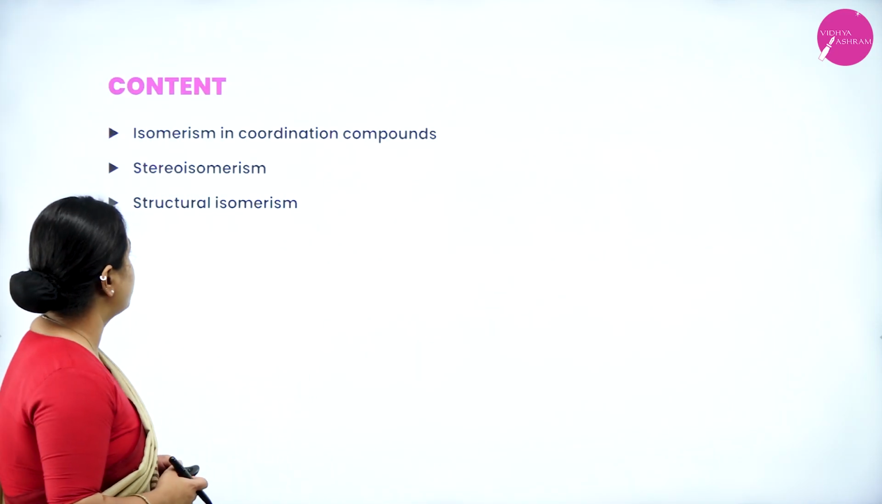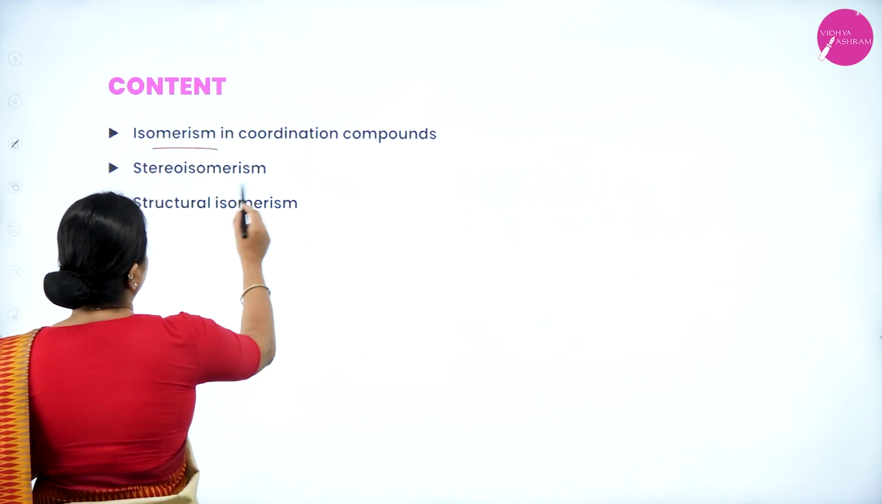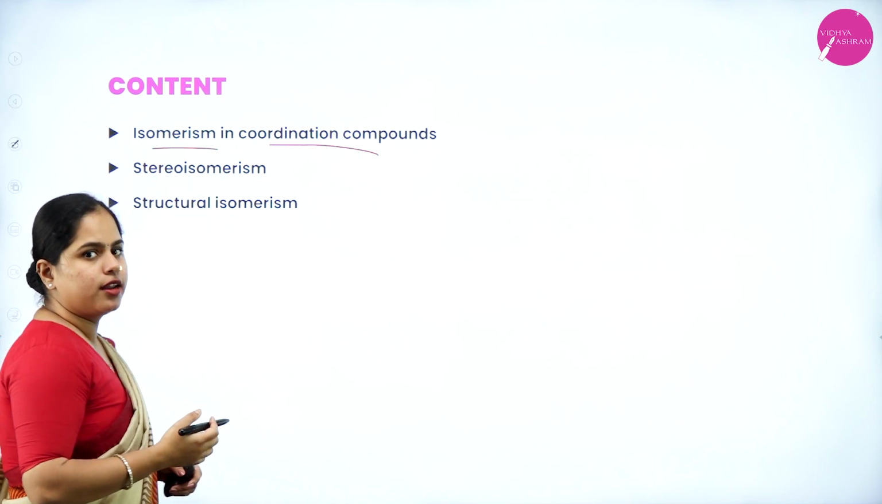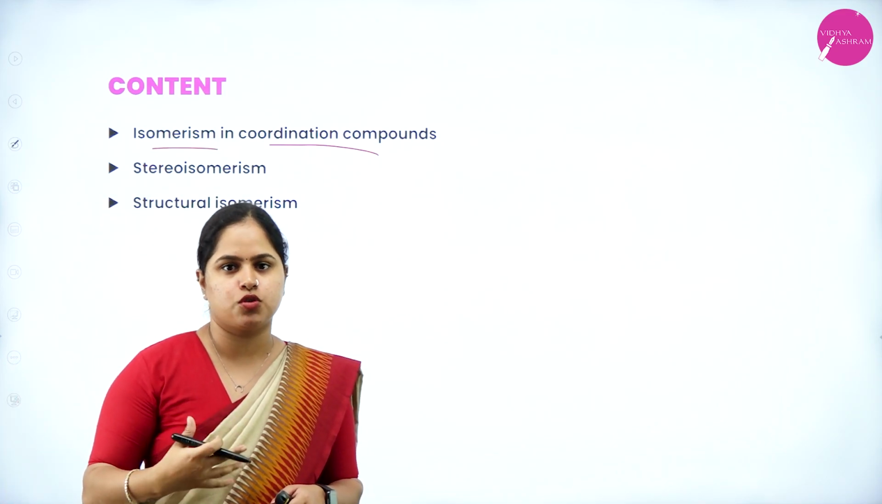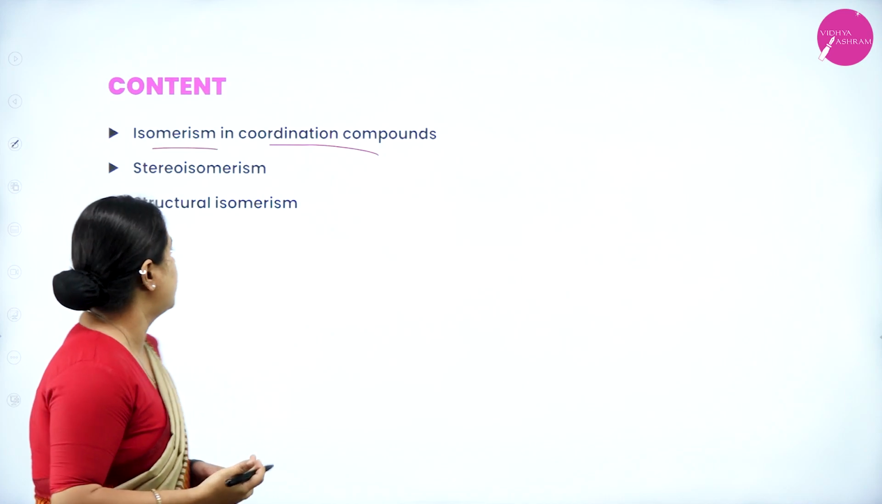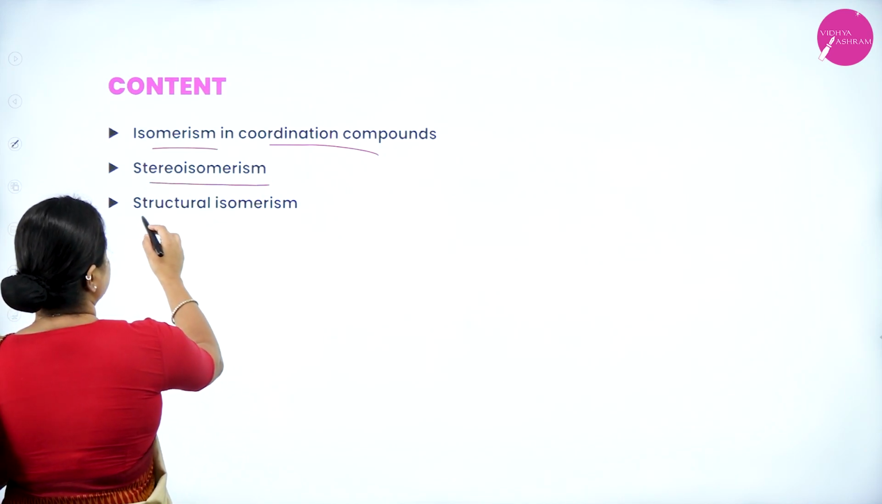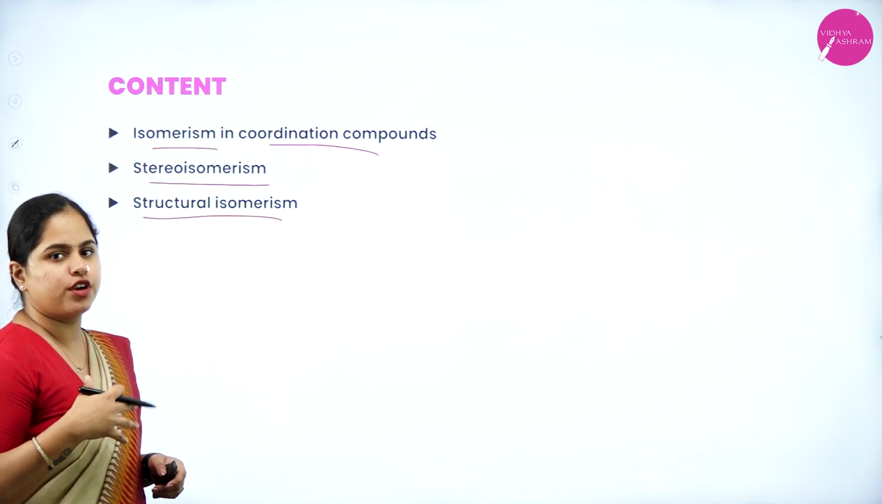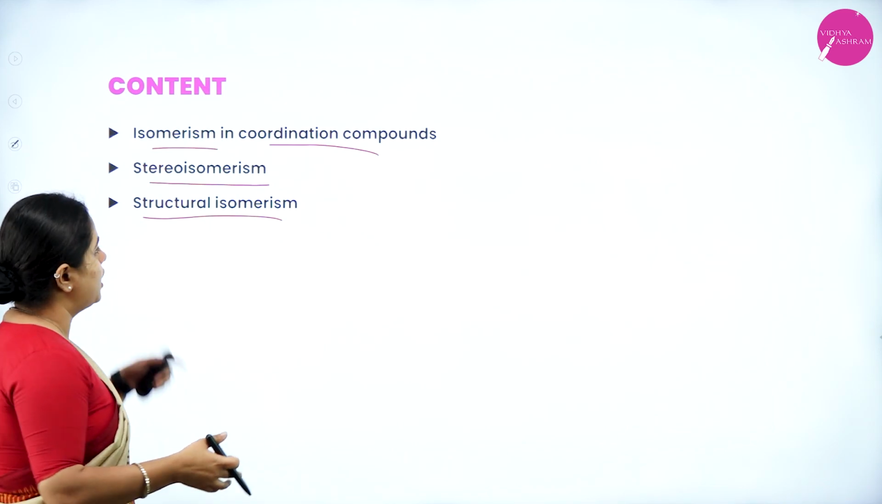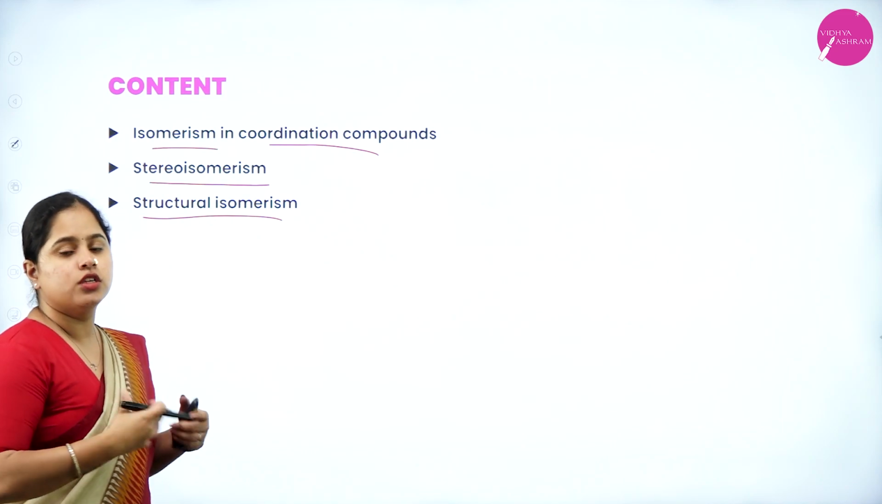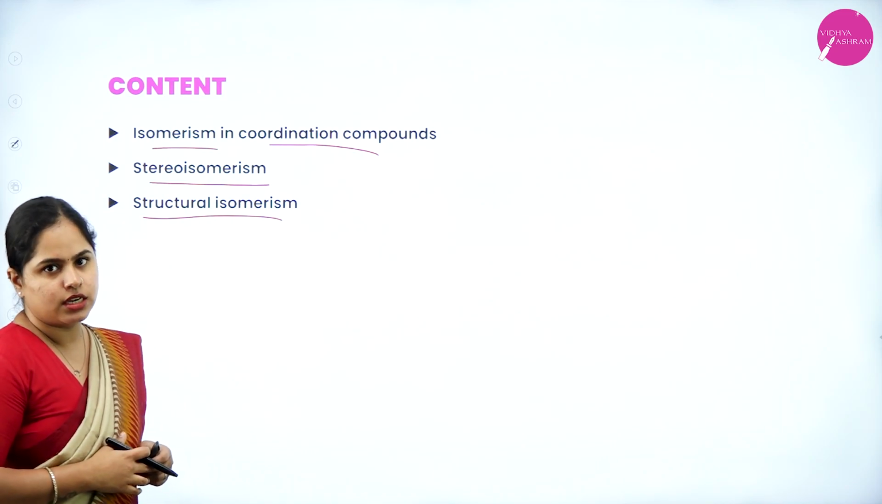So in today's session, we are going to discuss isomerism in coordination compounds. So you are already familiar with what is isomerism, right? So in coordination compounds, how does this isomerism act, we are going to see, right? And then what is stereoisomerism and structural isomerism? Those are the different types of isomerism. Under stereoisomerism itself, you have 2 types, and under structural isomerism, you have 4 types. So all of this in detail, we are going to study in this session, right?